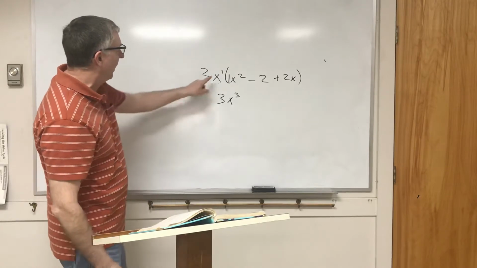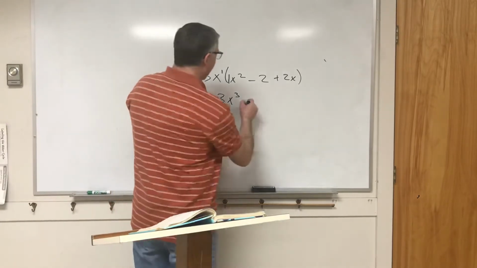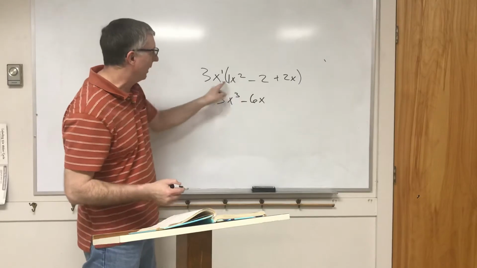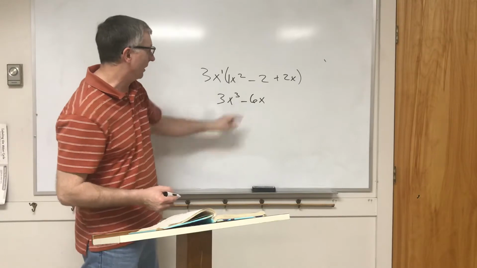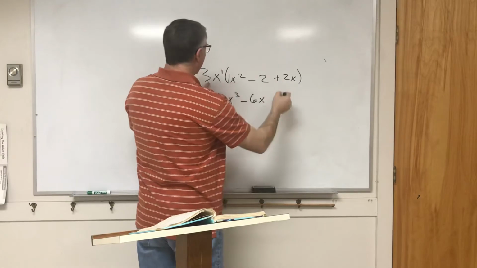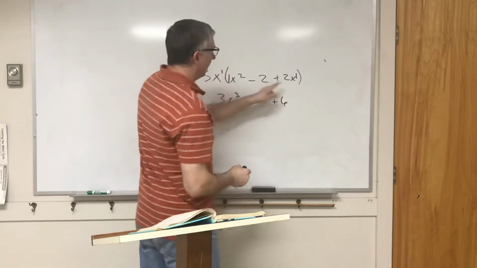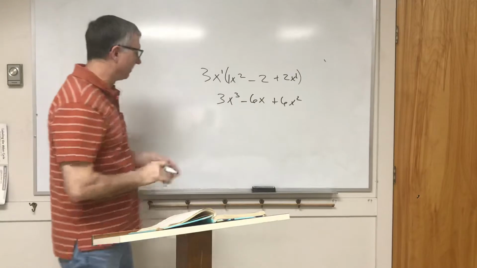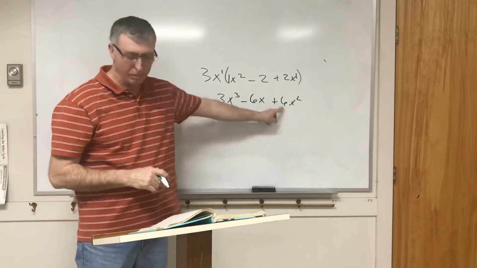Okay? Now we go to the next one here. And this would be a negative 6x. Again, that x stays. There's nothing to be multiplied by it, and so it just stays by itself. And I go 3 times a negative 2 to get the negative 6. So that's done. And then I go this times this, which would be 3 times 2 is 6. And then x times x would be x squared because I add my exponents. And so my final answer is 3x cubed minus 6x plus 6x squared.